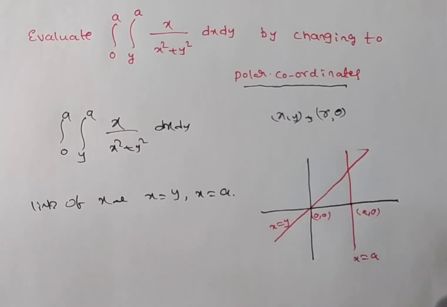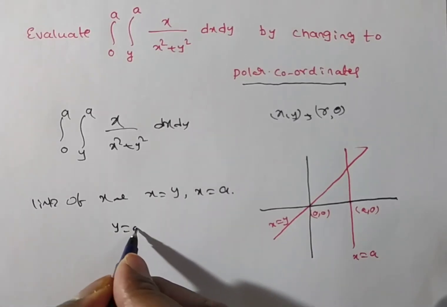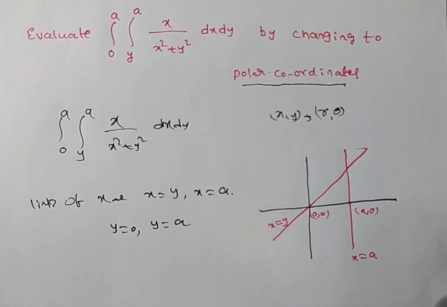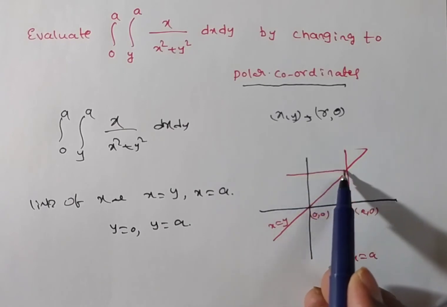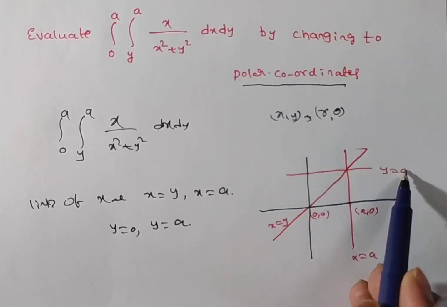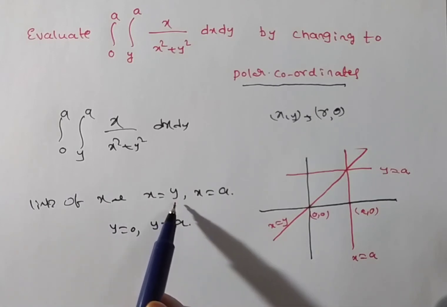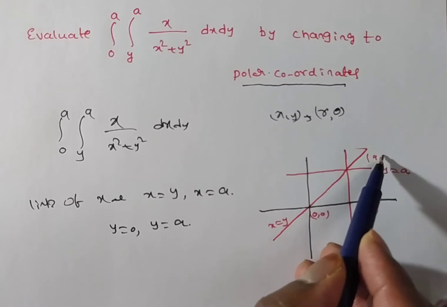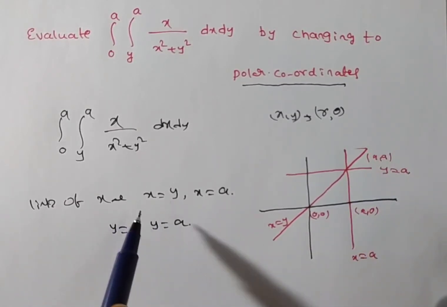Next, here you have the limits of y. y is equal to 0 comma y is equal to a. Whenever y is equal to a, this line is parallel to the x axis. So this is the line y is equal to a. You substitute y is equal to a here, then whenever y is a, x is a. So the point is a comma a. Right, is it clear? Next, if you put y is equal to 0, then x is equal to 0.